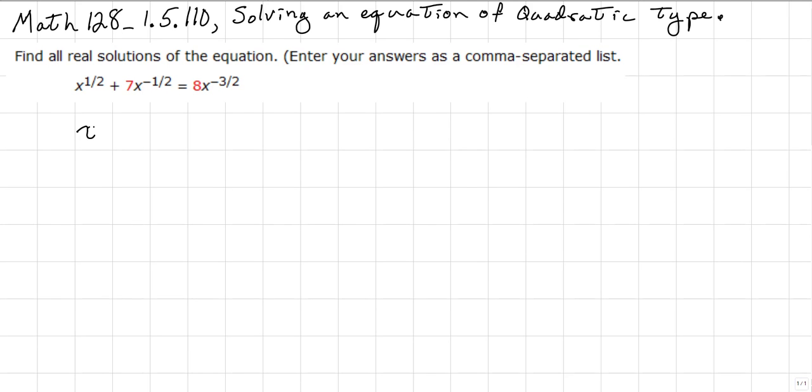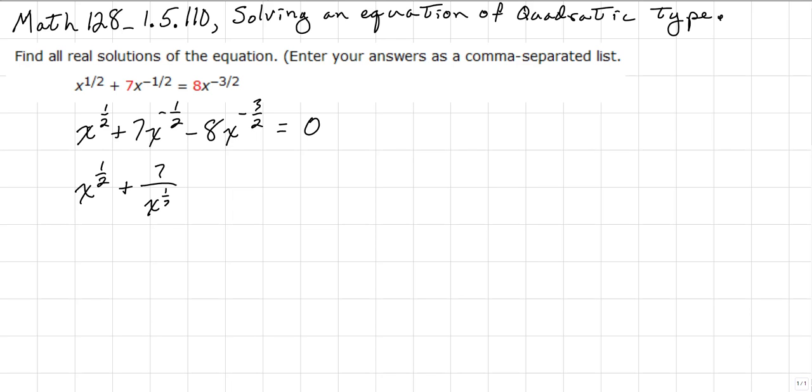And so I will have x to the 1/2 plus 7x to the negative 1/2 minus 8x to the negative 3/2 is equal to 0. The next thing I'm going to do is rewrite the variable expressions that have negative exponents using positive exponents. So the first one doesn't change, but this becomes 7 over x to the 1/2 power minus 8 over x to the 3/2 power, and that's equal to 0.